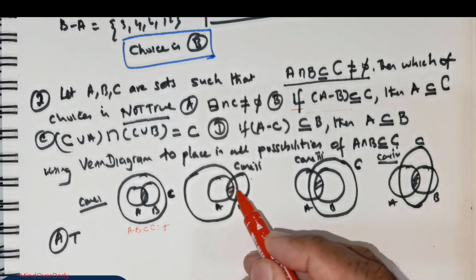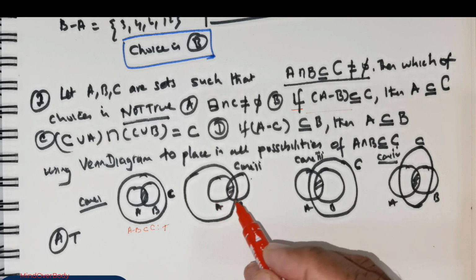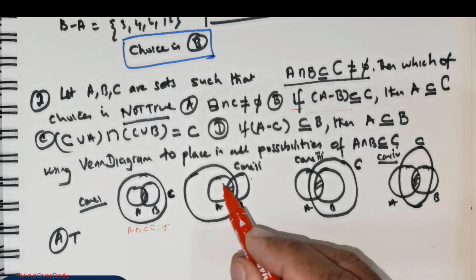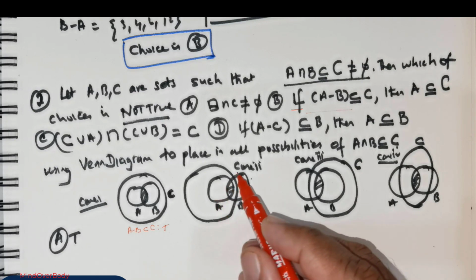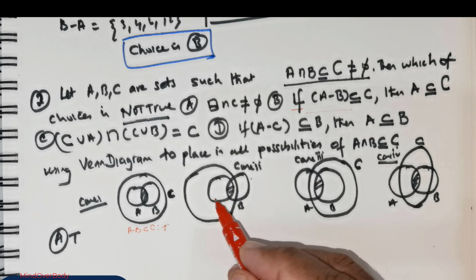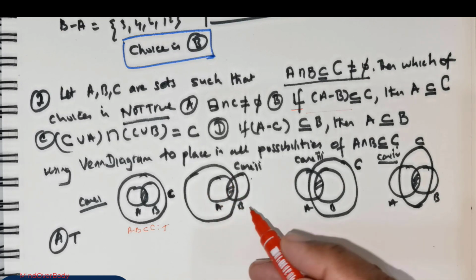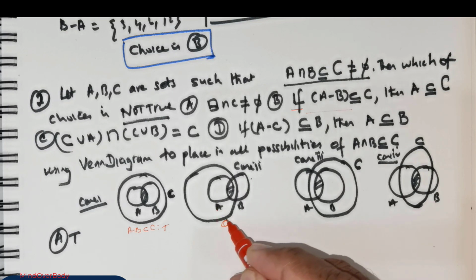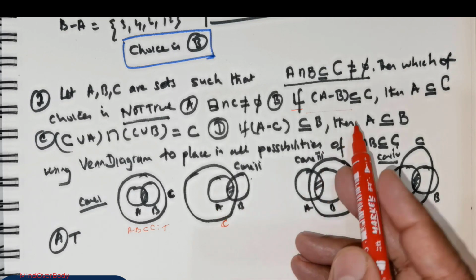Now, if I were to take away B from A, and clearly I see that the difference is a subset of C, then I see that A is contained in C. Right? This is C. A is contained in C. So the condition is true.